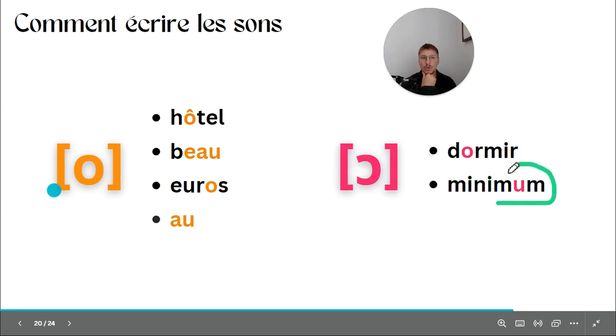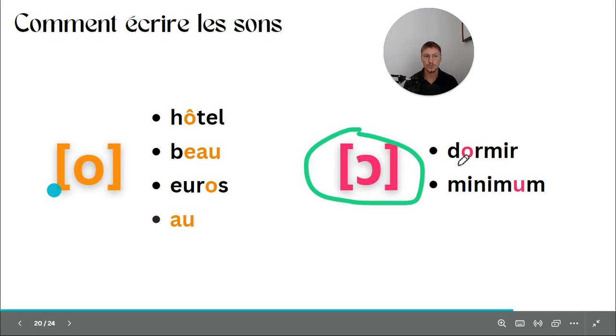But actually, U here in minimum doesn't count. Of course it counts, but technically, minimum is not a French word. The root is not French, on the contrary to all the other words. So if you only take French words that have roots in French, then the sound O is always written with the letter O, okay? And in a few words, you can see it written with a U like this, okay? Et pour le son O, you can have O, AU, EAU, or O with an accent on top, okay? Très bien.